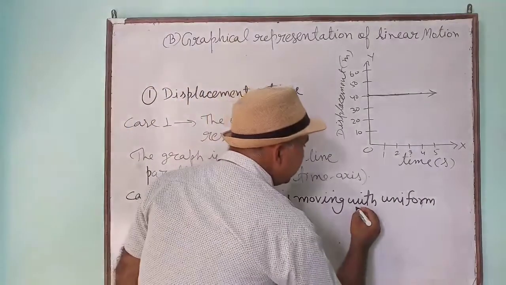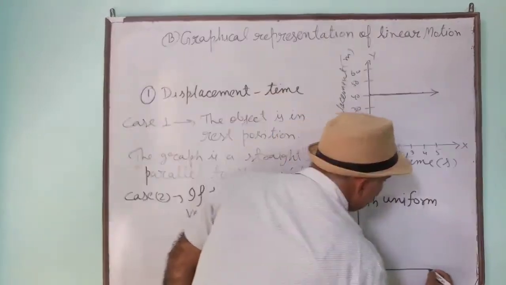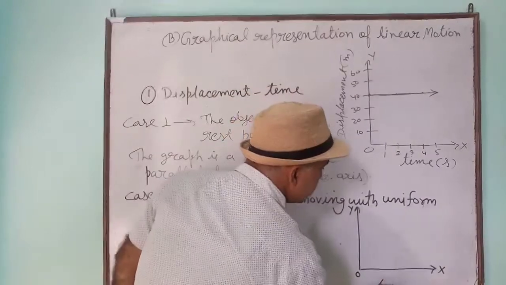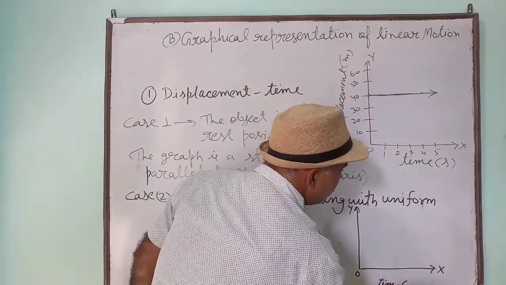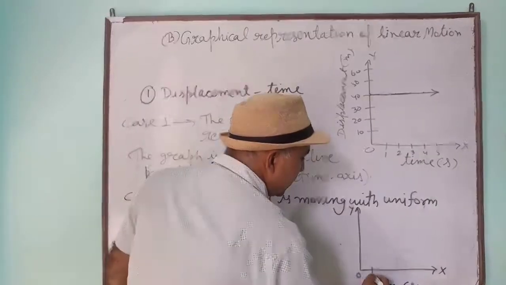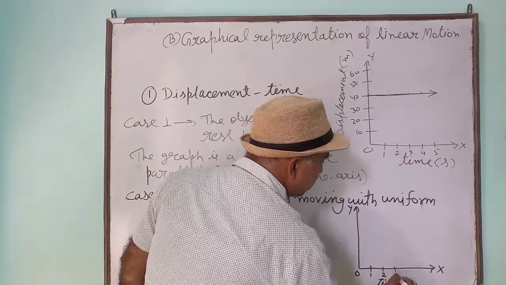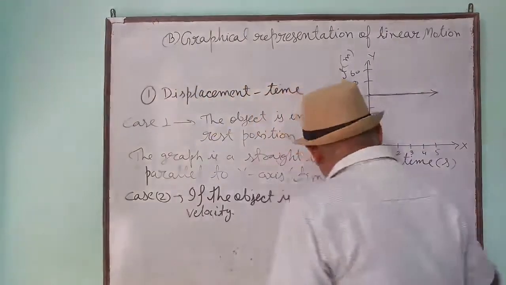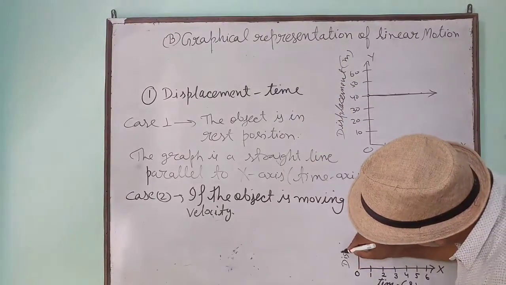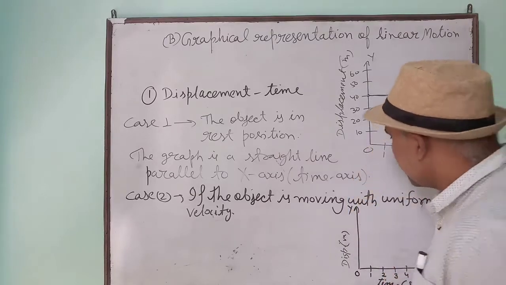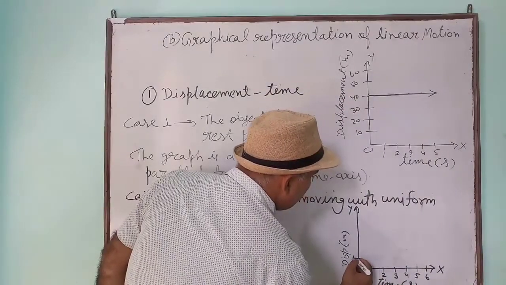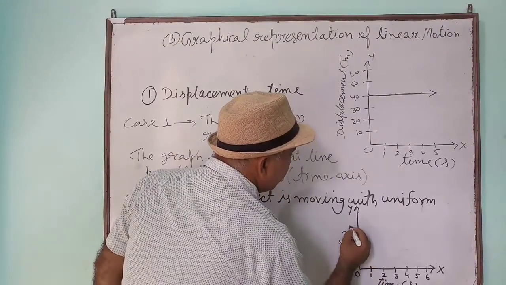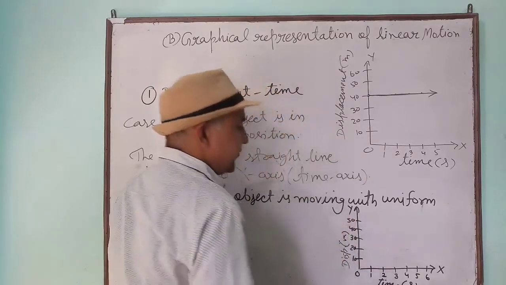So when we draw the graph, see here, this is the x-axis, this is the y-axis, this is the origin. On the x-axis we will denote the time. Suppose it is in seconds: 1 second, 2 seconds, 3, 4, 5 and 6. On the y-axis we will denote the displacement. Suppose this is in meters. 1 centimeter is equal to 10 meters, 20 meters, 30 meters, 40 meters and 50 meters.